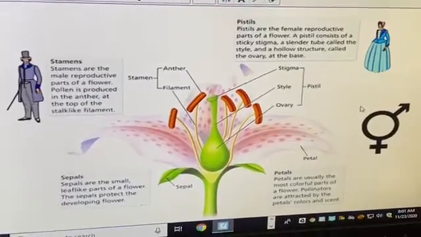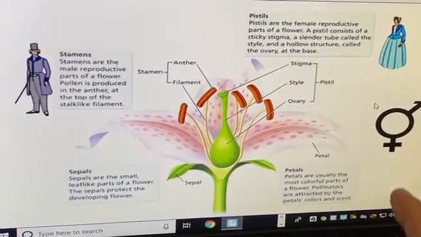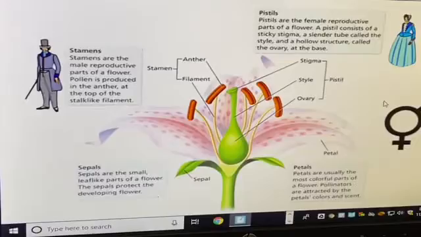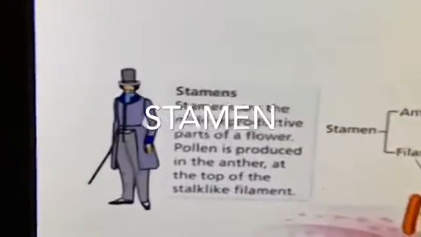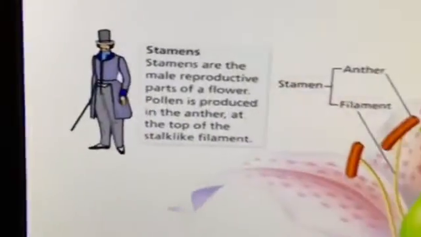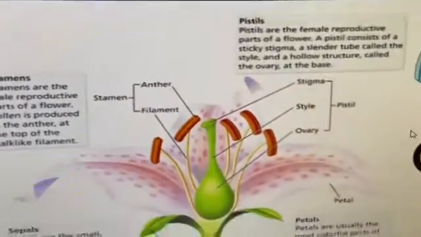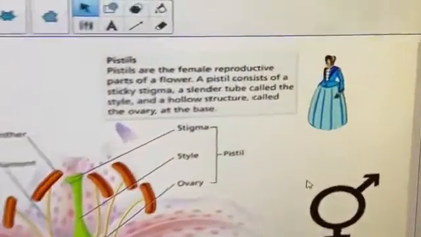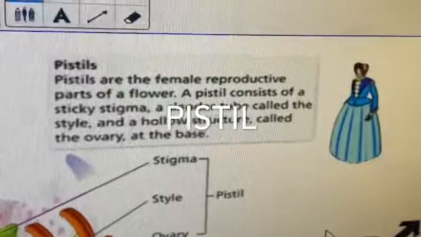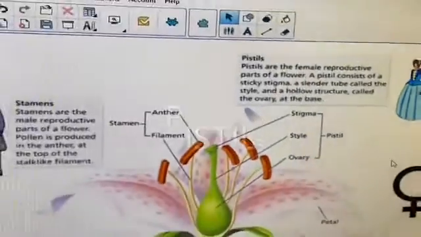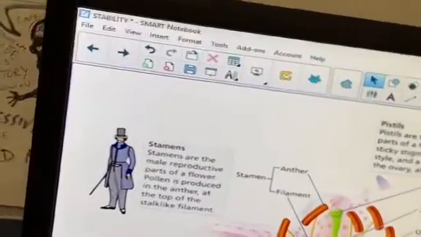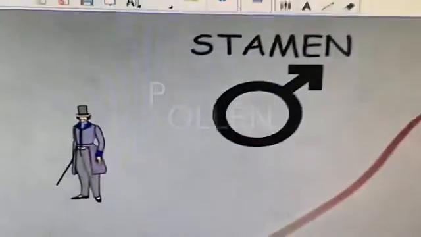That means they're both male and female at the same time. The male part is called the stamen. Stamen, that's the boy part. And the female part is called the pistil. That is the female part of the flower. The boy part, the stamen, makes pollen.